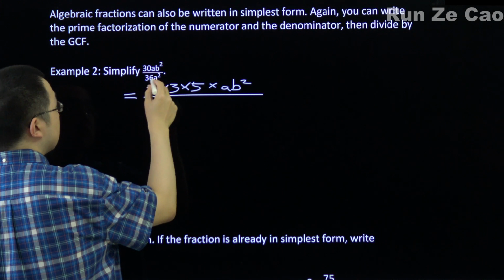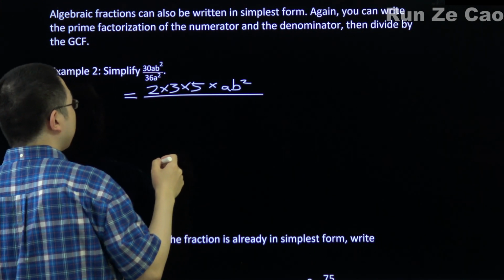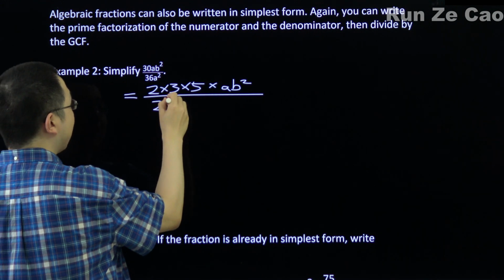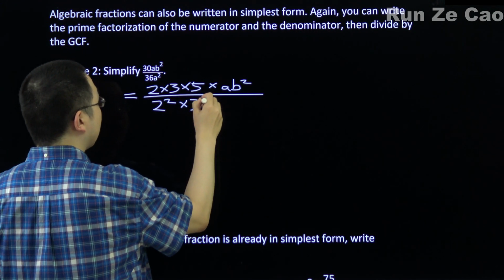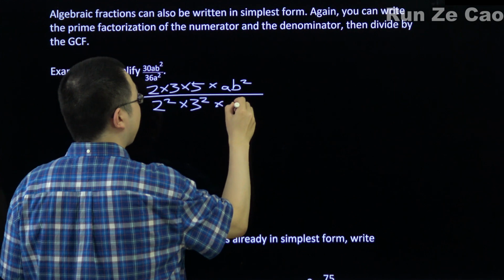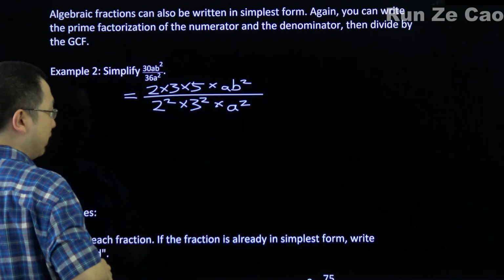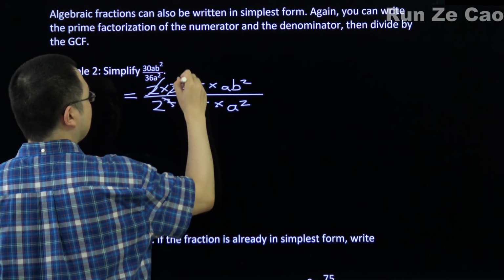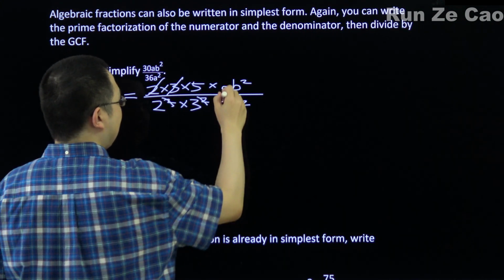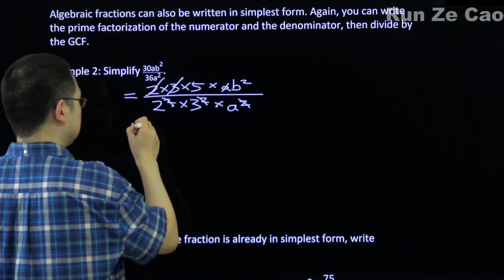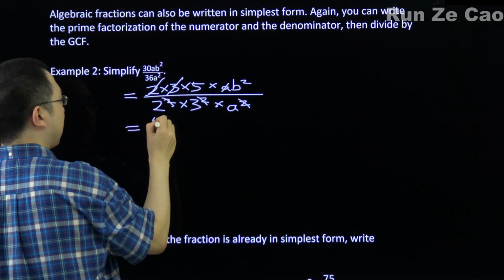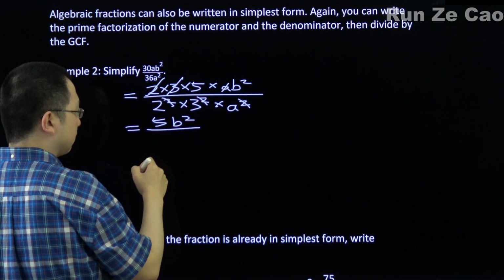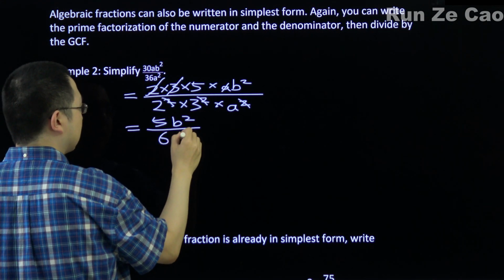So, 36 is 4 by 9, or 6 by 6. So 4 by 9 gives us 2 squared times 3 squared times a squared. I wonder what we can cancel. Oh, we can cancel a 2, we can cancel a 3, and we can cancel an a. The result, 5b squared over 2 by 3 by a, so 6a.